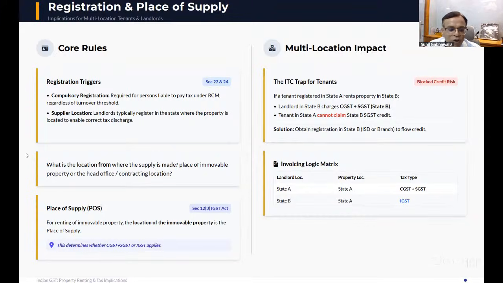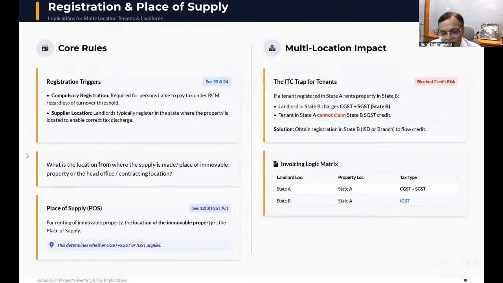In my view, it would be possible to argue that the location is the place from where the contract is made, or the head office or the seat is located, especially in a situation where there is an exclusive renting of a property.